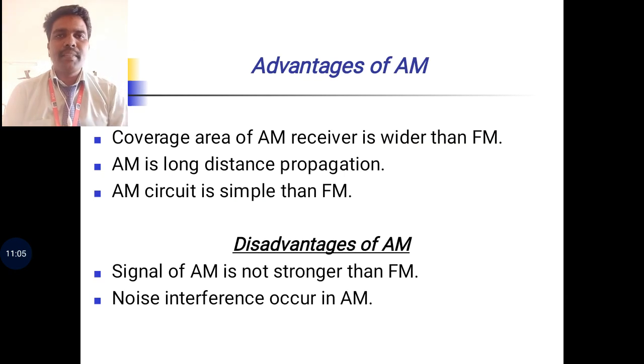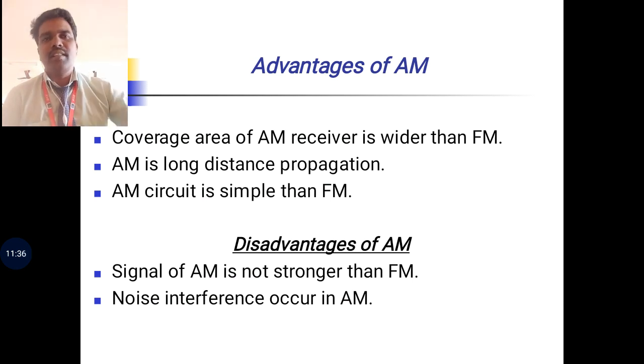So the major advantages of AM. The first one is that the coverage area of an AM receiver is wider than FM. Coverage area is high compared to FM, and AM is long distance propagation. Signal broadcasting area coverage is higher compared to FM, and the AM circuit is simpler than FM. The major drawbacks and disadvantages of AM: the signal of AM is not stronger than FM, and second, noise interference occurs in AM. So AM mainly focuses on long distance propagation. That is the concept.